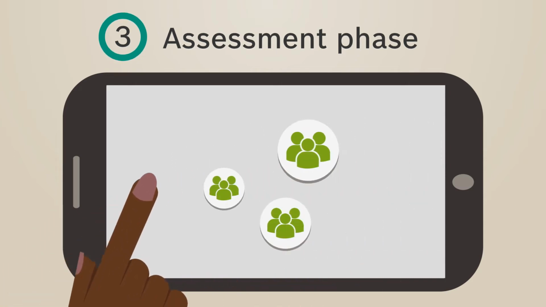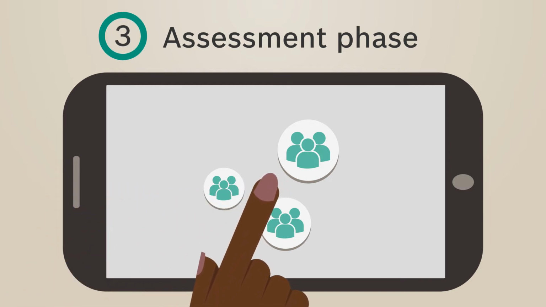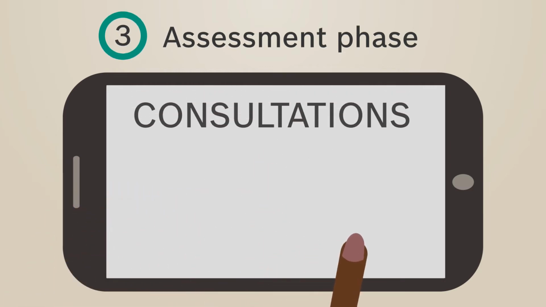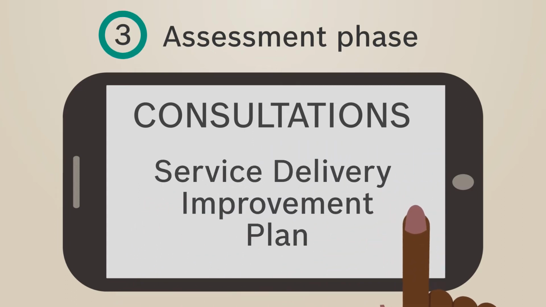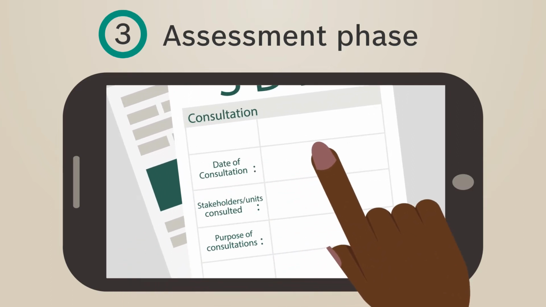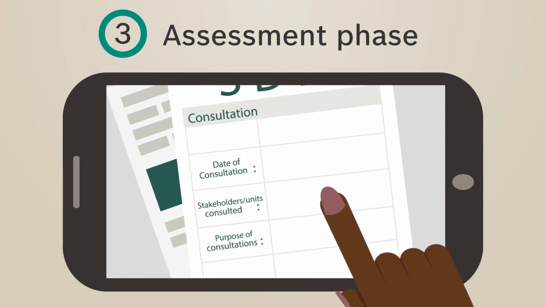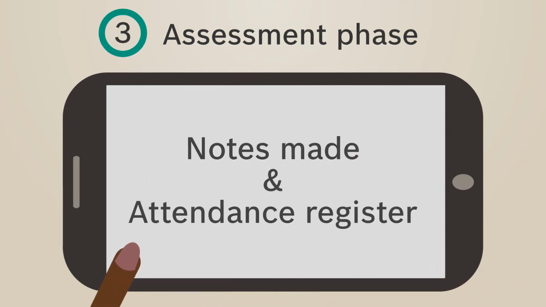How the Service Delivery Improvement Plan team and senior management service members were capacitated. How the consultations with all other critical stakeholders were done in the development of the Service Delivery Improvement Plan. Provide a table of dates of consultations, stakeholders or units consulted, and purpose of consultations. These must be supported by notes made and an attendance register.